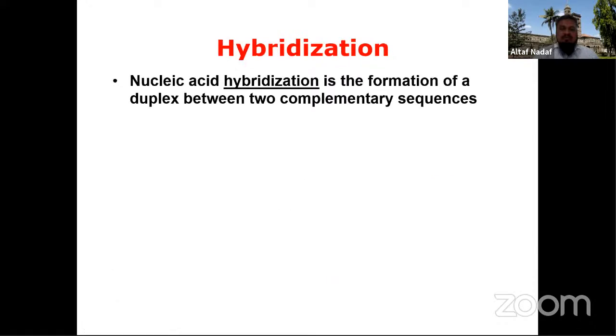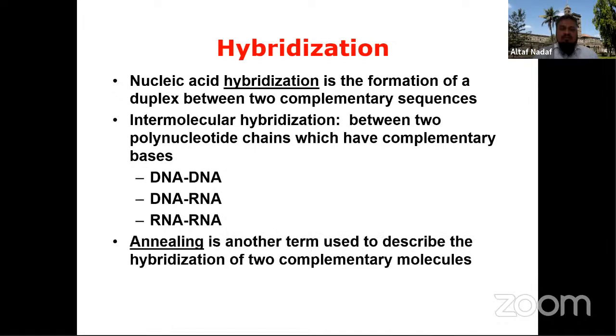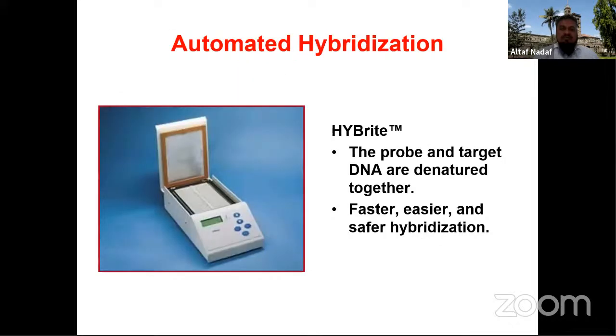So, nucleic acid hybridization is the formation of a duplex between two complementary sequences. Intermolecular hybridization between two polynucleotide chains with complementary bases can be done. So you can do hybridization between DNA and DNA, DNA and RNA, or RNA and RNA. Any combination of nucleic acids you can use for hybridization. Now you must have learned this in polymerase chain reaction, where annealing is the term used to describe the hybridization of two complementary molecules.